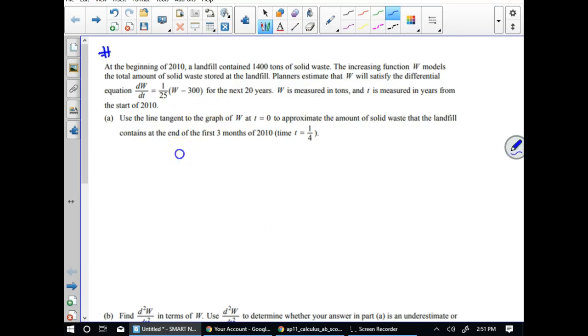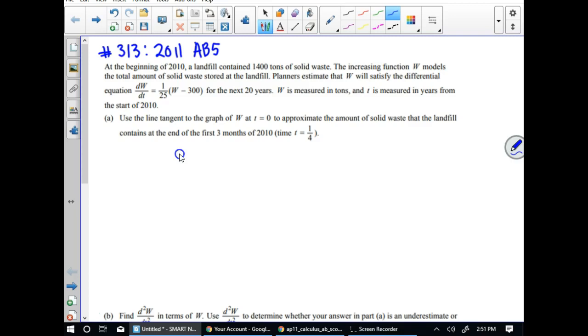This is number 313, which is 2011 AB5. And for this problem, we know that at the beginning of 2010, a landfill contained 1,400 tons of solid waste.